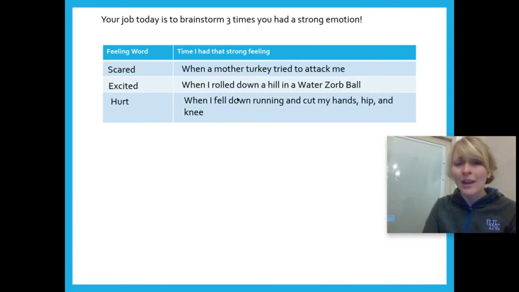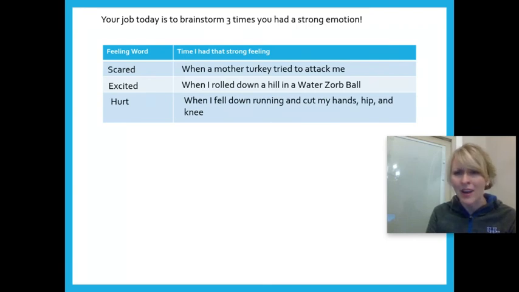And that was when I fell down running and I cut my hands and my hip and my knee. And some of you guys saw me last year. If you were in my class, I came in with all those bandages last year because I fell down while I was running. And I think that would be a really good story, an interesting story where I could really tell how hurt I got and how I was feeling. So I'm going to put that one right here as another possible idea.